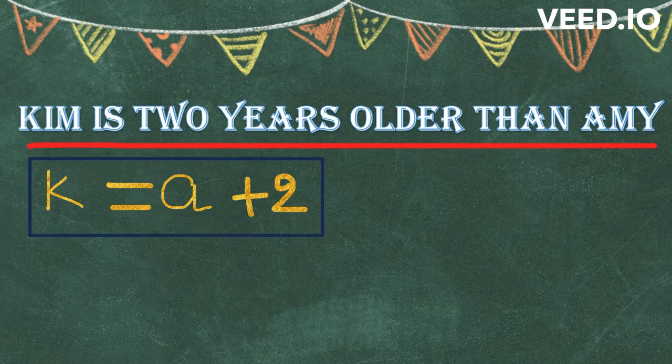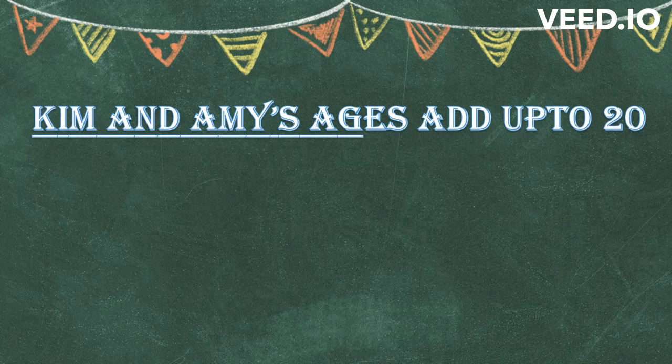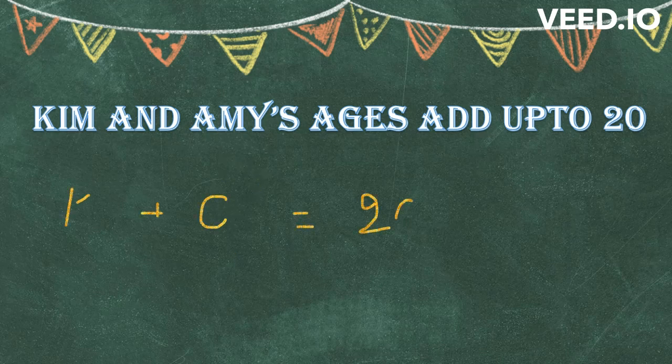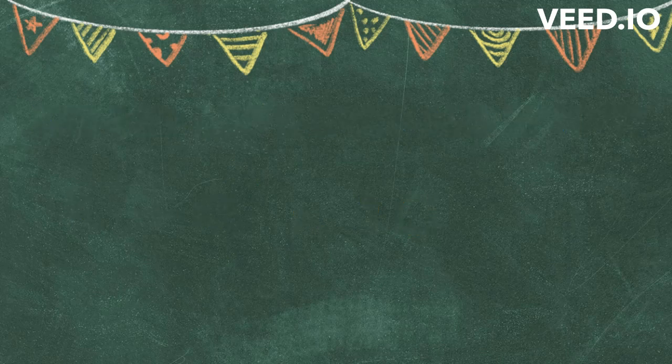Now we have written an equation here. Kim and Amy's ages add up to 20. Suppose, how do you write an equation for that? K plus A equals 20.